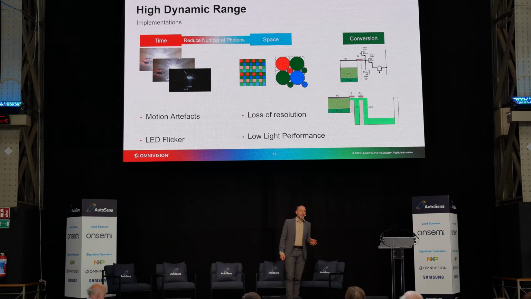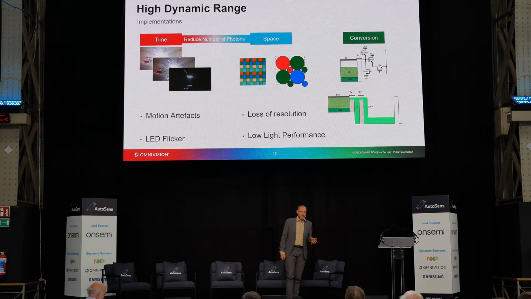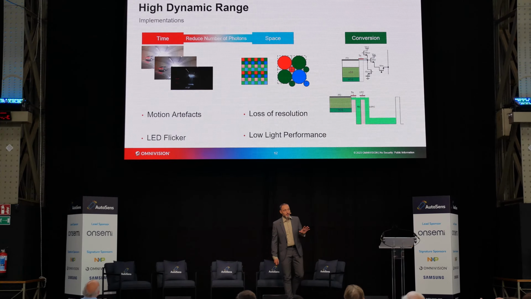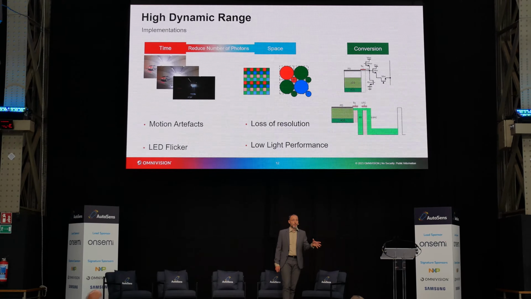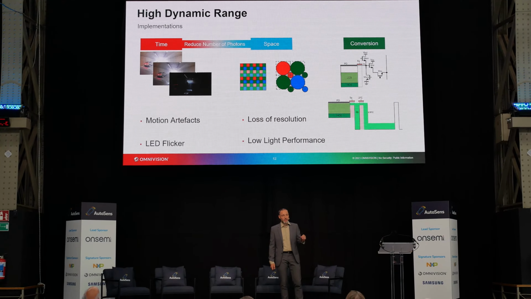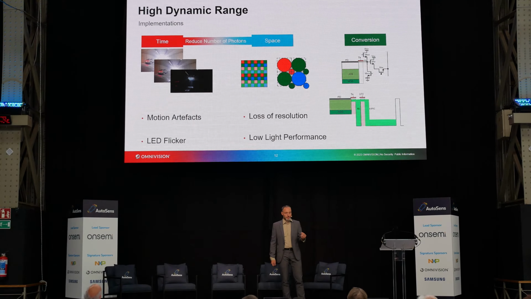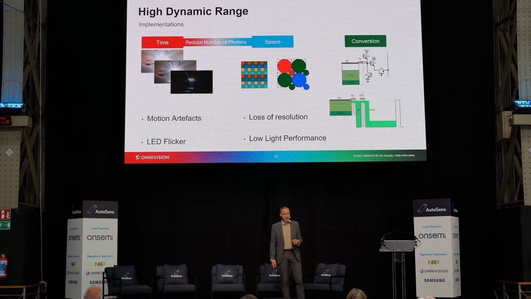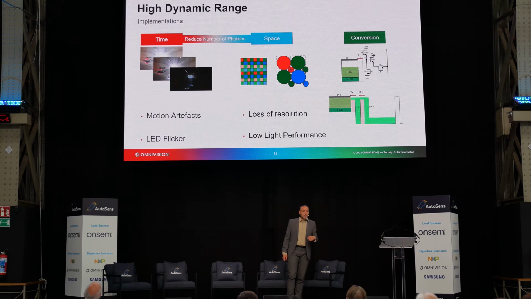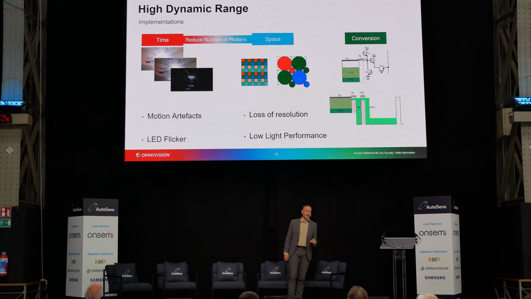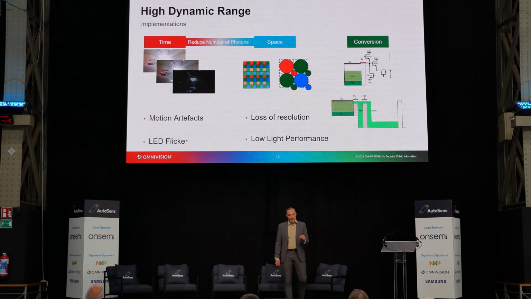So what are the different HDR technologies? As I mentioned, we can either reduce the number of photons we capture or change the conversion gain. In this first category, we can change the exposure time, quite trivial. You have long exposure times for the dark parts of the image, and then you start to reduce it to capture the highlights of the image. This, as everybody realizes, leads to motion artifacts, but it also affects how we capture LED flicker. So I'll come to that.